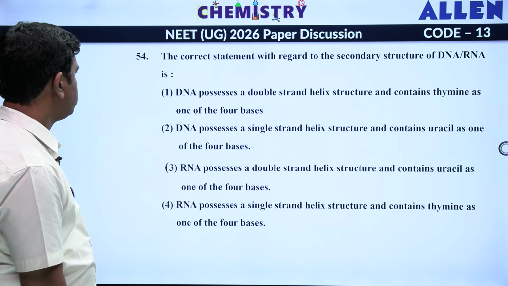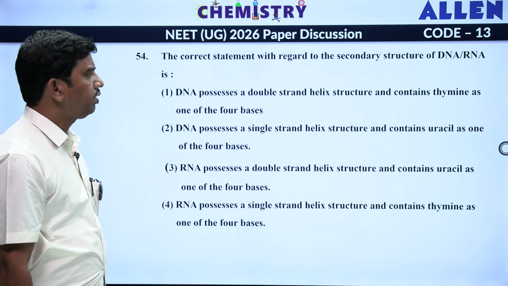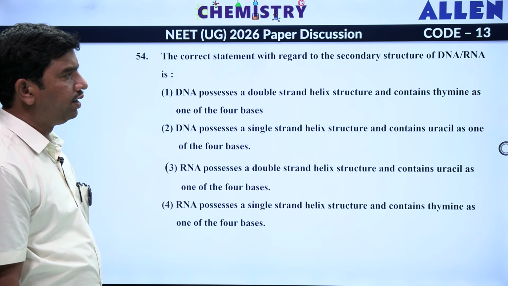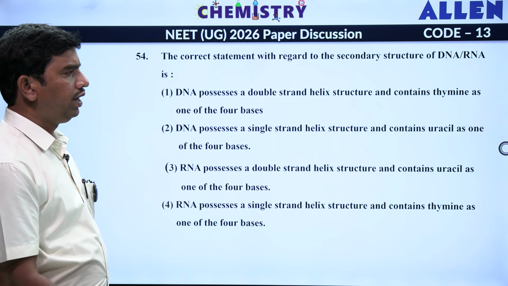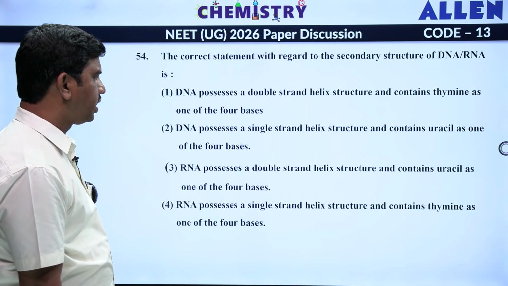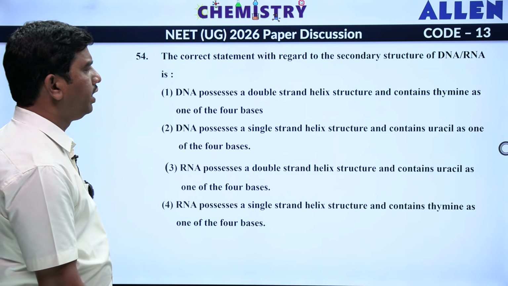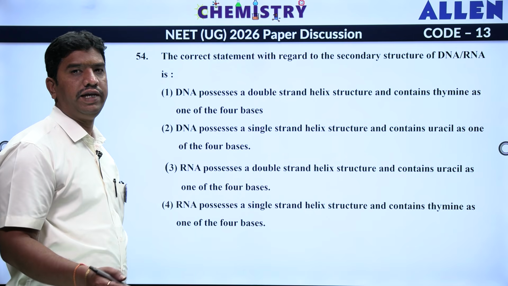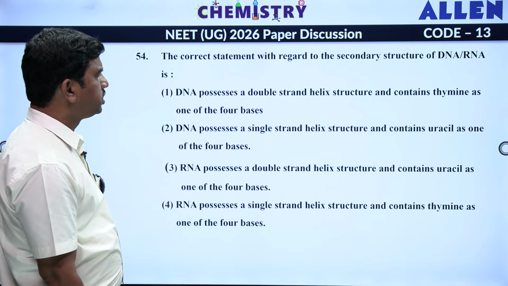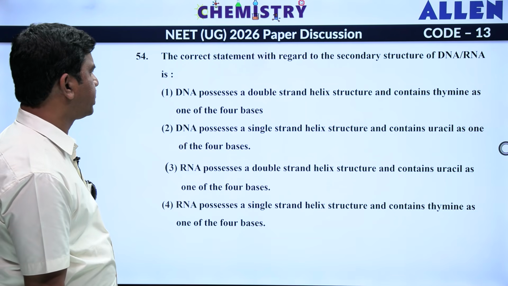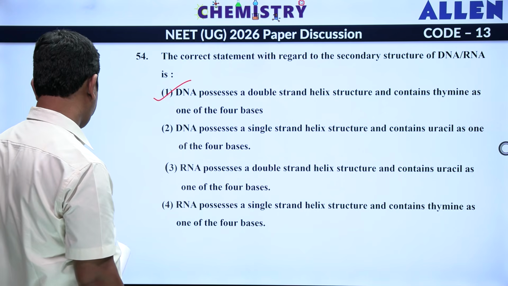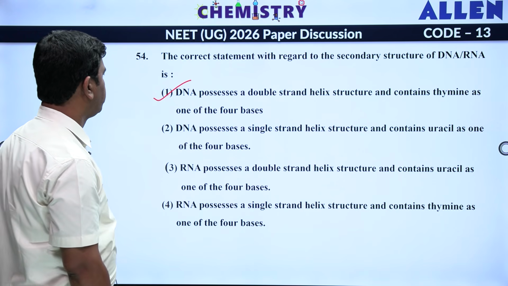Next one, the correct statement. This is for biology people, it is a very easy question, about DNA and RNA. DNA is a double stranded helix structure, RNA is a single stranded structure, you people know, and DNA contains A, T, G, C: adenine, thymine, guanine, cytosine. So DNA possesses a double strand helix structure and contains thymine as one of the 4 bases. So question 54, option 1 is the answer.